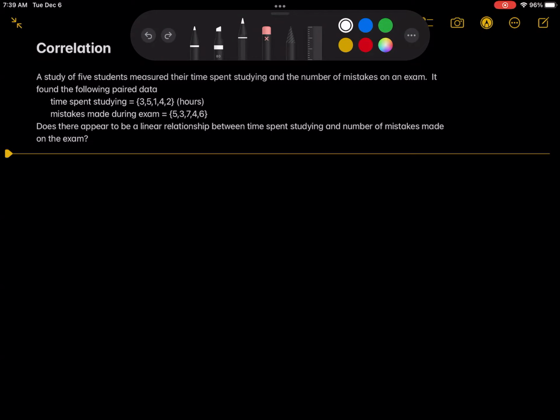Does there appear to be a linear relationship between time spent studying and the number of mistakes made? So I want to find the Pearson correlation coefficient to study the strength of the linear relationship. So our equation for the Pearson correlation coefficient is the number of data pairs times the sum of the products of the 2 data pairs minus the product of the sums. And then I divide this by a big square root.